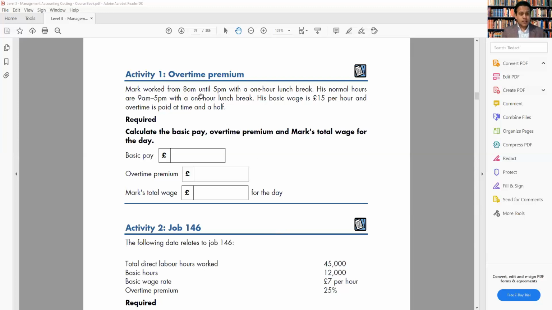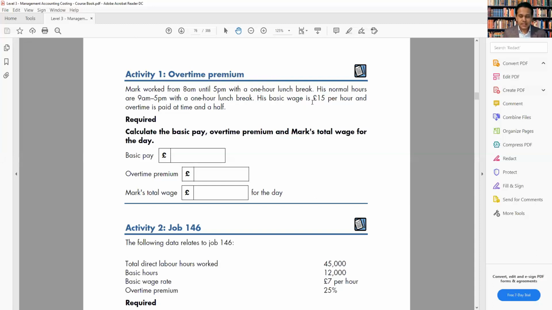So this question is asking about overtime premium. Mark works from 8 to 5 with a 1 hour lunch break. His normal hours are 9 to 5, but he's working 8 to 5. So 1 hour he's working extra with a 1 hour lunch break. Don't give the payment for the lunch break unless the question says the break is paid. Normally the lunch break is unpaid.